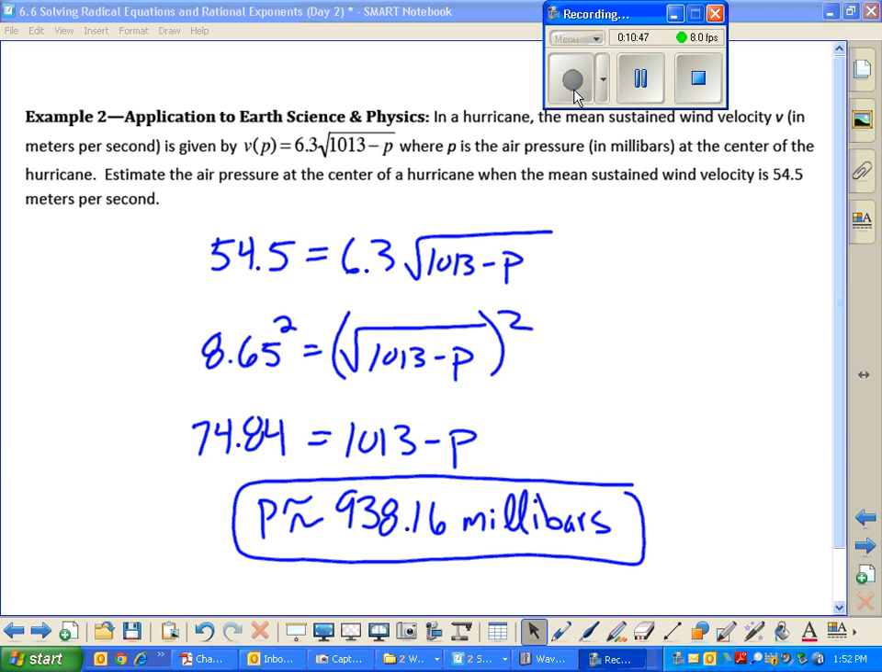I did. Remember, we isolate the radical first. Now, Caitlin, in all honesty and being very candid, you could have jumped right there into squaring both sides. So you would have done 6.3 squared, that number there, times the quantity of 1013 minus p, and then you would have squared the other side as well. You would get the same answer, regardless. Oh, okay, okay. Yes.